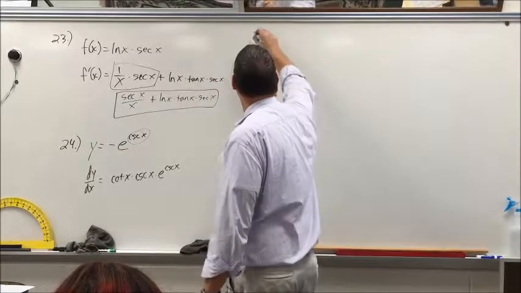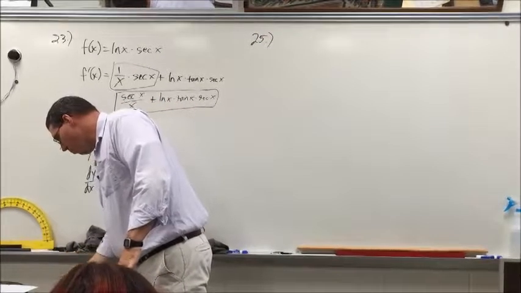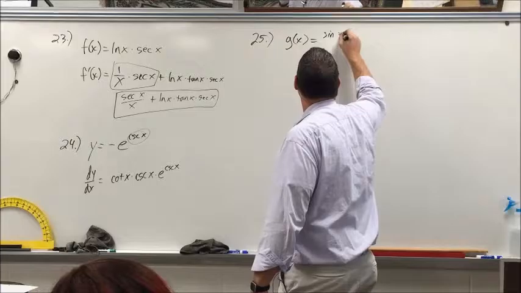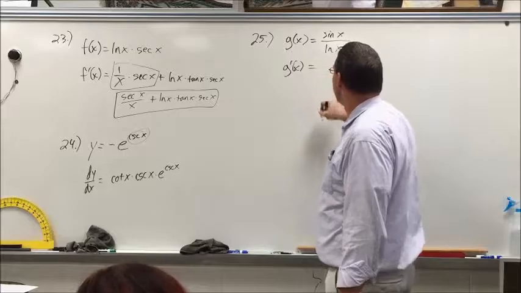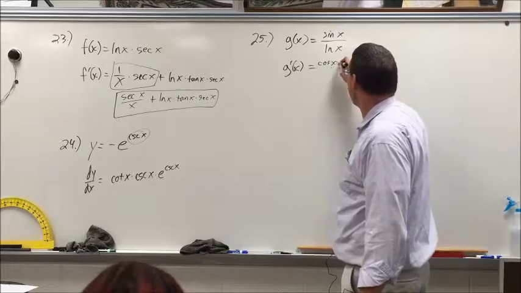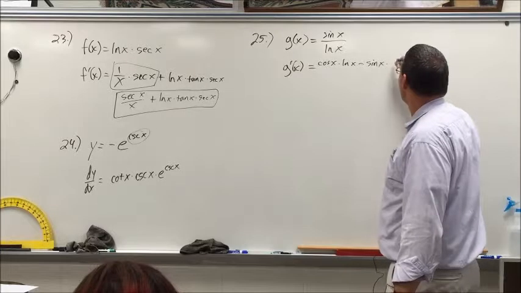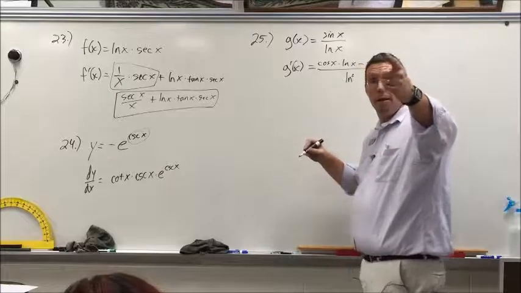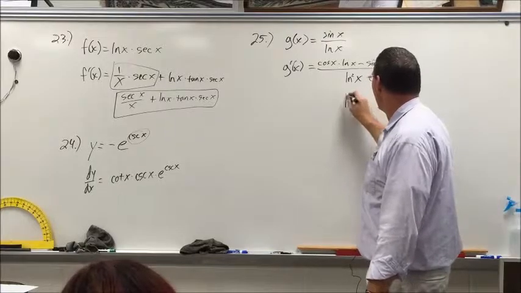All right, let's try 25. Yeah, we're real close here, aren't we? 25. G of x equals sine of x over natural log of x. Which rule are we going to use? Quotient rule, because we have a quotient. Derivative of the top, cosine of x, times the bottom, minus the top, sine of x, times the derivative of the bottom, 1 over x, all over the bottom squared. So you could also say natural log squared of x, or you could write it as the natural log of x squared.